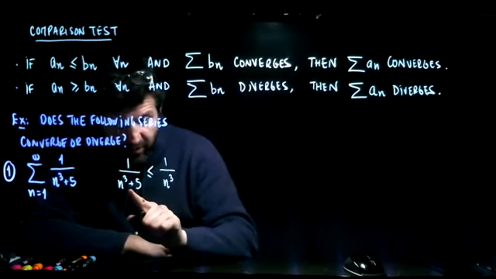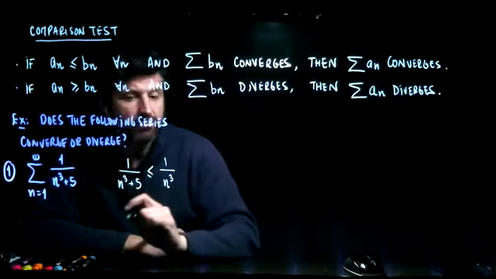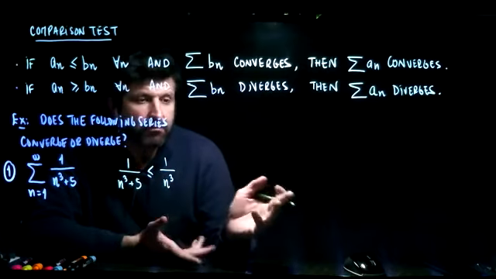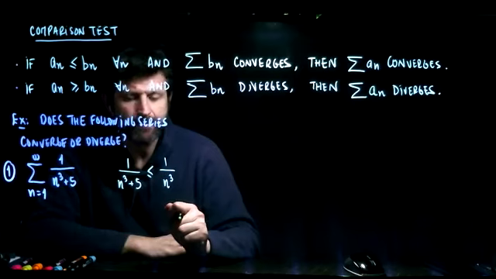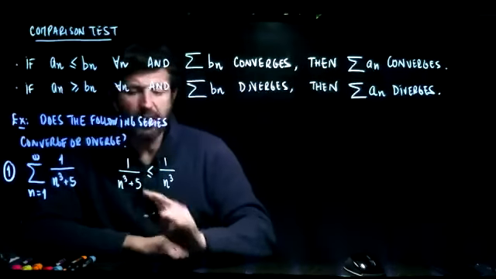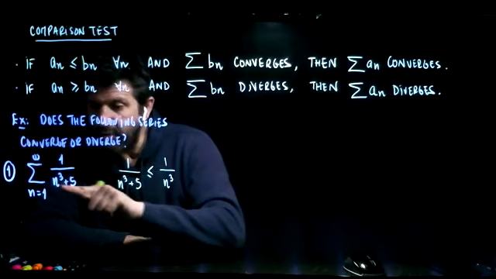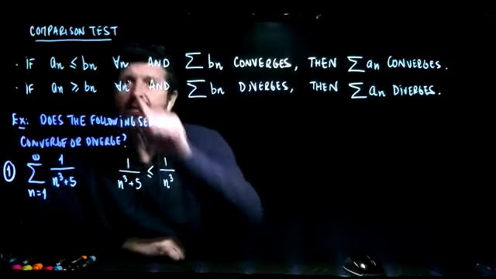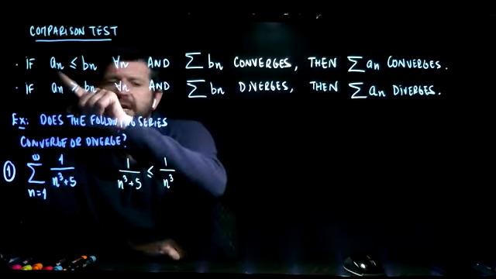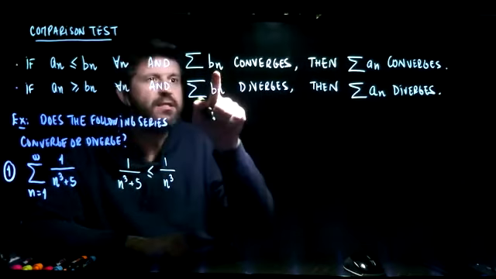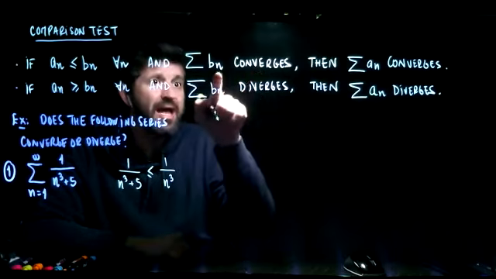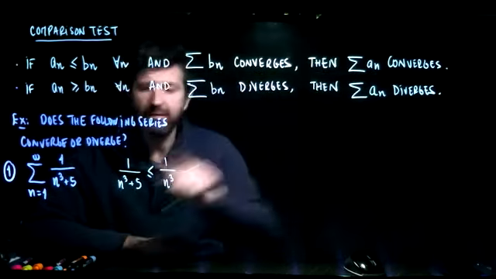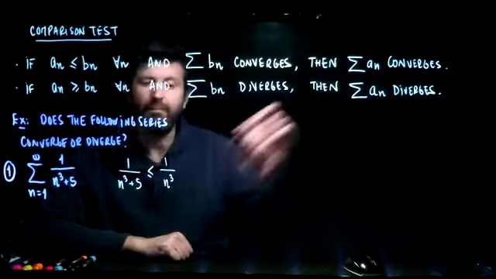So if I'm dividing by something bigger, I'm getting something smaller, right? 1 over 20 is definitely smaller than 1 over 15. Yeah, I understand. Okay, so what did I just show? That 1 over n^3 plus 5 is smaller than 1 over n^3. Let's see if 1 over n^3 converges. If this series converges, then for sure the series 1 over n^3 plus 5 would converge by the comparison test.